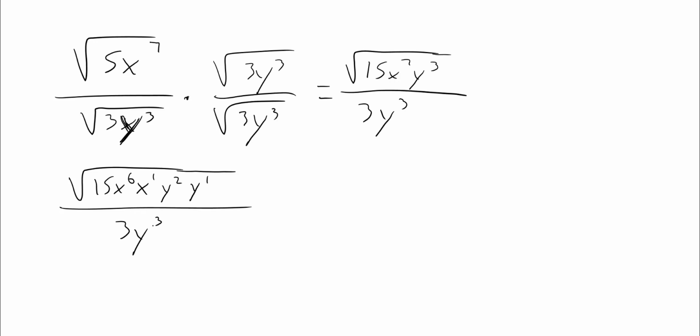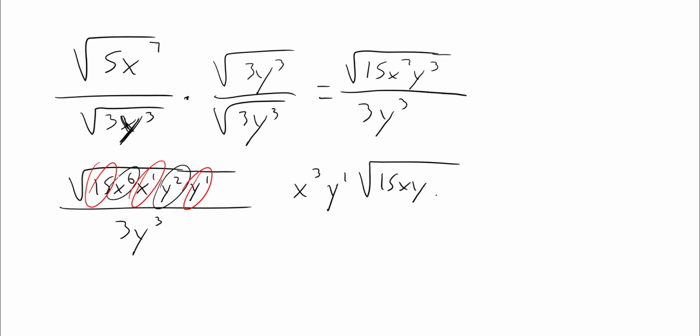Okay, so remember at the top, you're going to take that x to the 6th out, so you get x cubed, 6 divided by 2 is 3, and you're going to take that y squared out. 2 divided by 2 is 1, so y to the 1, and that's all I can take out, and you have this stuff left over. You have the 15, you have x to the 1, and y to the 1 left over. So it's going to be 15xy, and the bottom is 3y cubed.